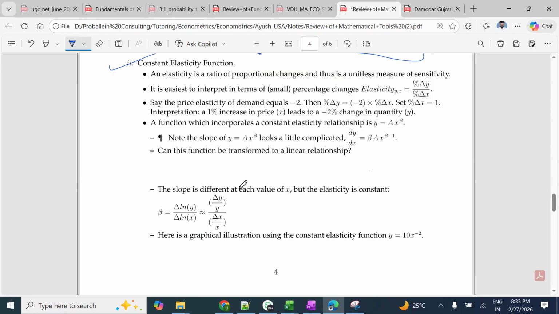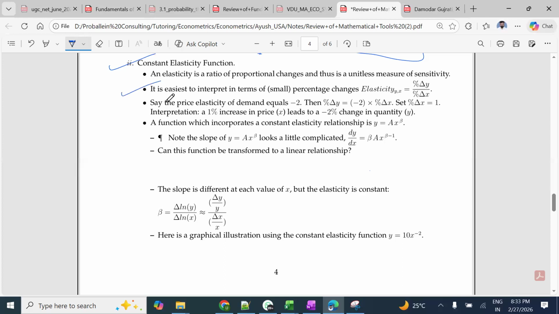As we already know, elasticity is a ratio of marginal to proportional changes, a ratio of proportional change. So it is a unitless measure of sensitivity. It is easiest to interpret in terms of small percentage change. Suppose, for example, elasticity of y with respect to x: it is basically percentage change in y, or change in y, divided by percentage change in x. If you divide, you will get elasticity.